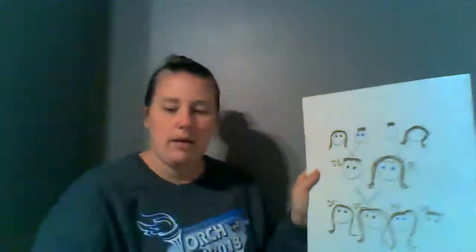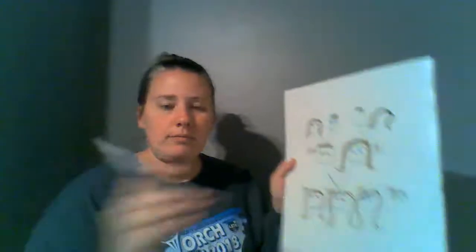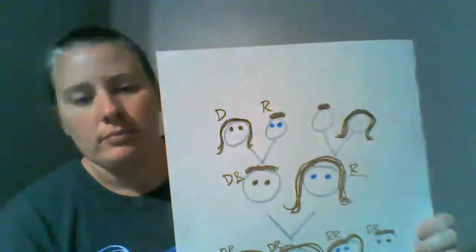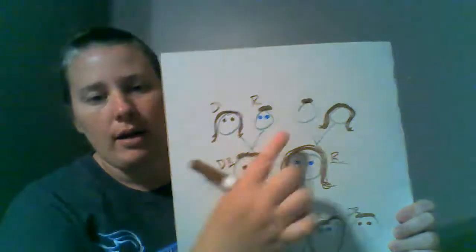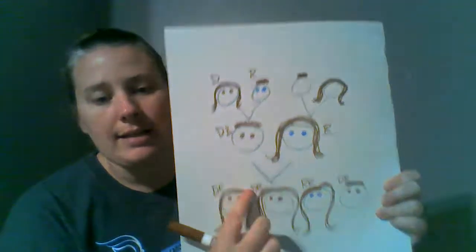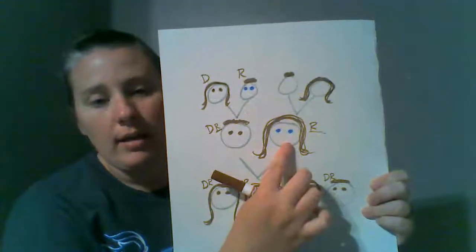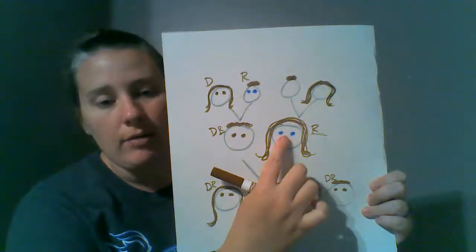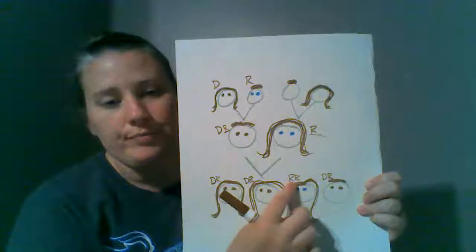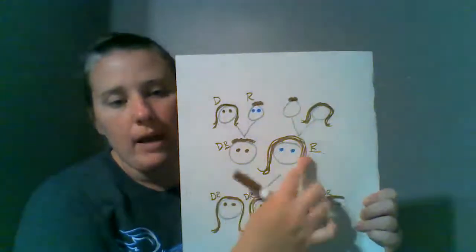Okay, so dad's parents. Let's label. So grandma's a D, grandpa's an R. Alright, so dad got one R and one D. But that R is hidden until he had a baby with this lady who had recessive color eyes, and they got this little girl. Alright, how about mom's parents?